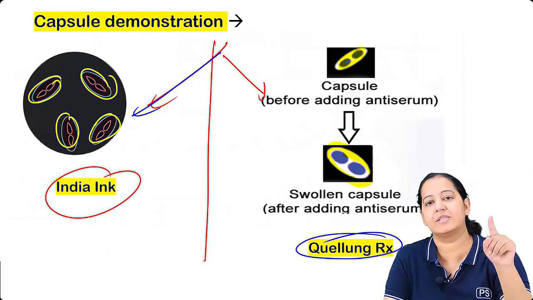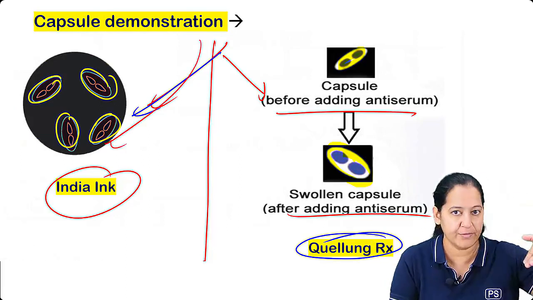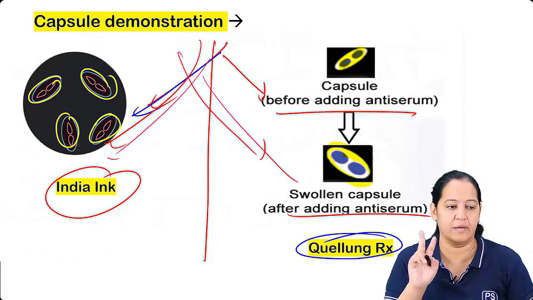The swelling is due to antisera. Say yes, Quellung. So learn the two ways of capsule demonstration: negative stain and Quellung. You get questions on that.